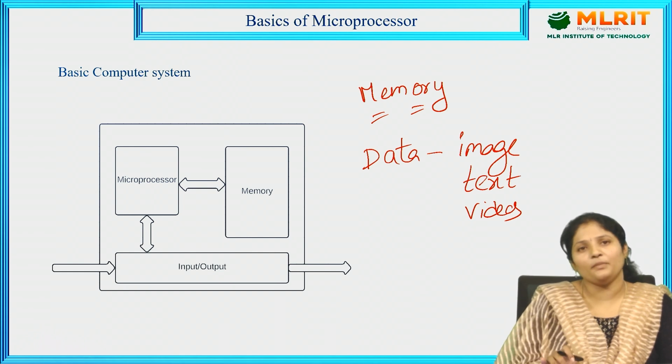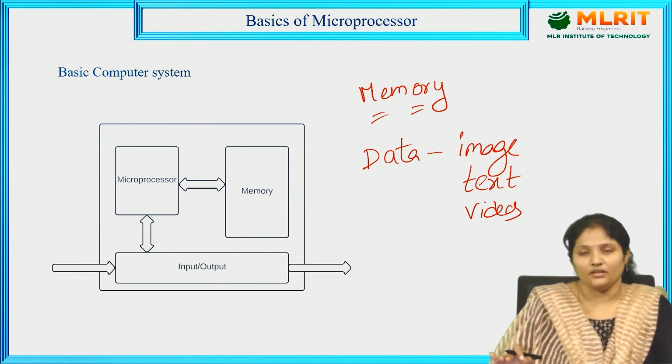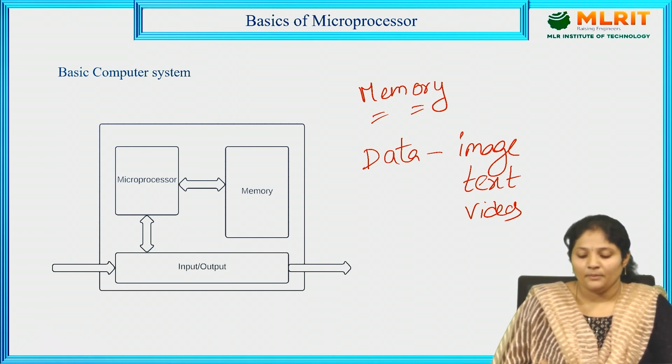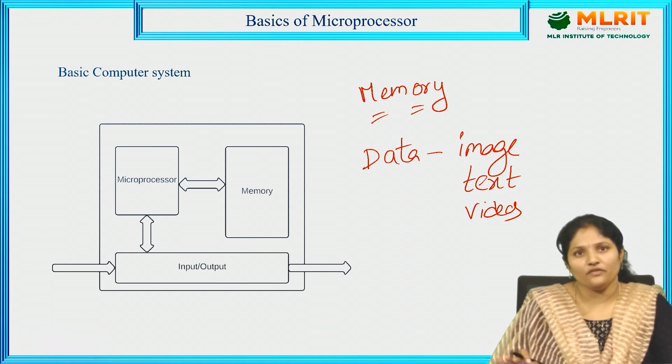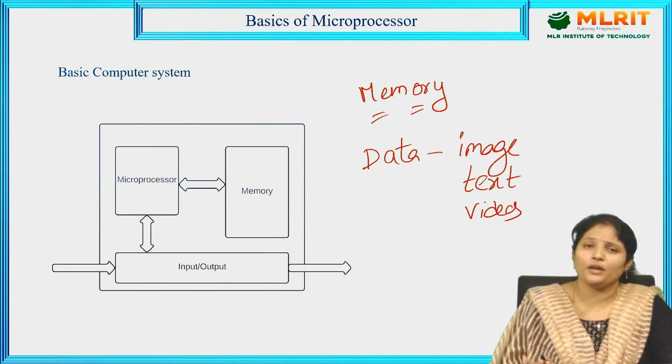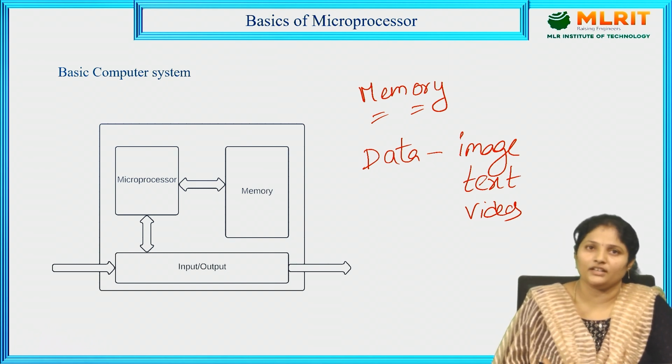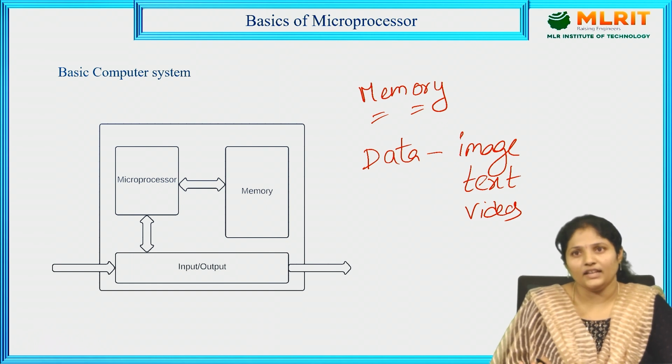So how is a memory device going to store this data? Memory devices store the data, right? But not in the format of image, not in the format of text, not in the format of videos. Then how are memory devices used to store the data? Remember one thing, memory devices can only store the data in the format of binary bits.